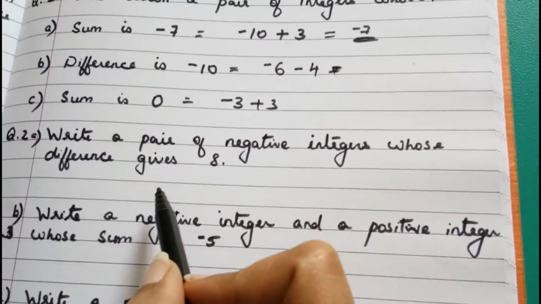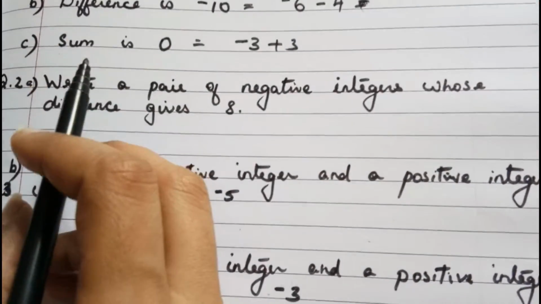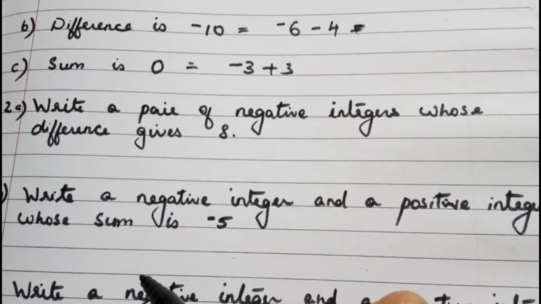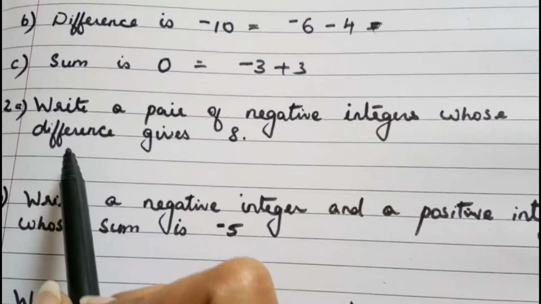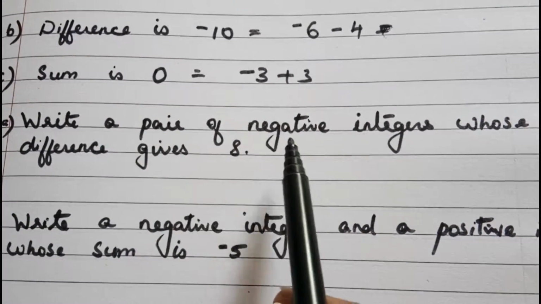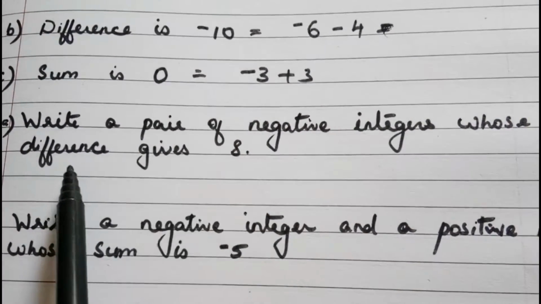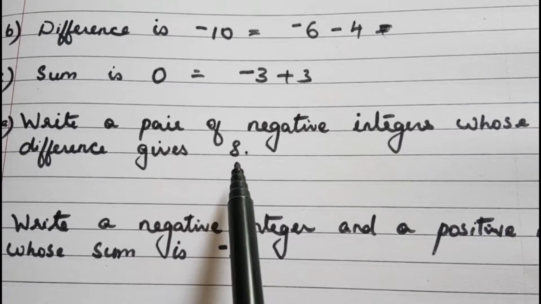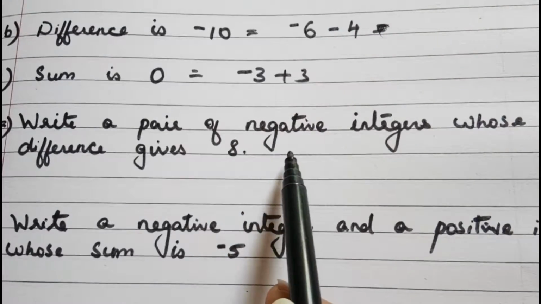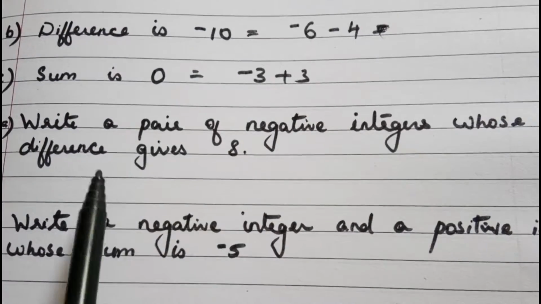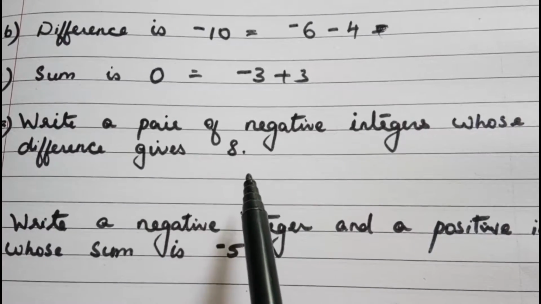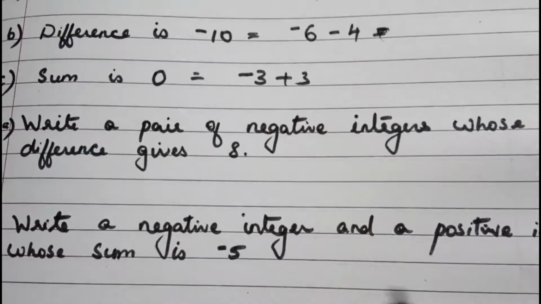Now let's move to the second question of exercise 1.2. There are also 3 sub-questions under the second question. We'll start with the first sub-question. The question says, write a pair of negative integers whose difference gives minus 8. We have to write a pair of negative integers whose difference, which means you have to subtract, gives 8. So now what would be the pair?